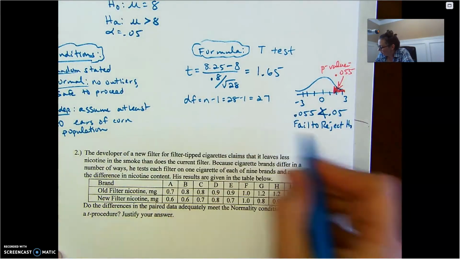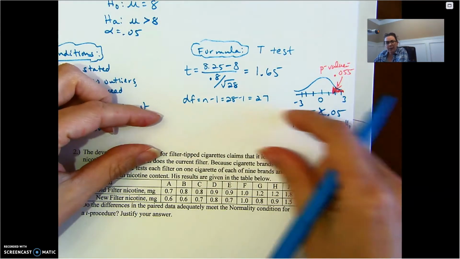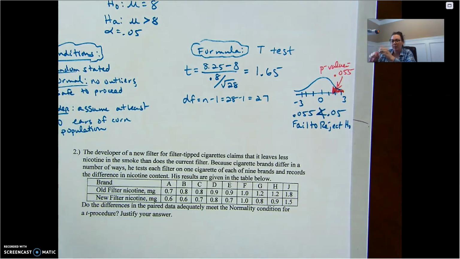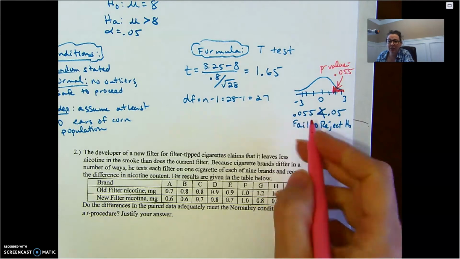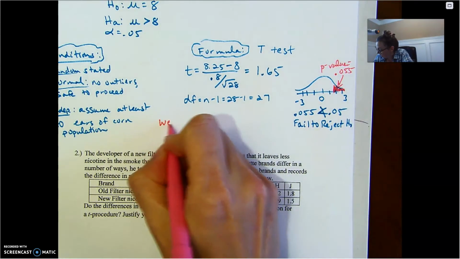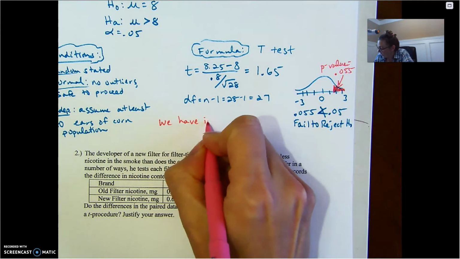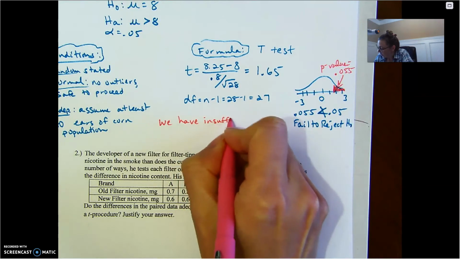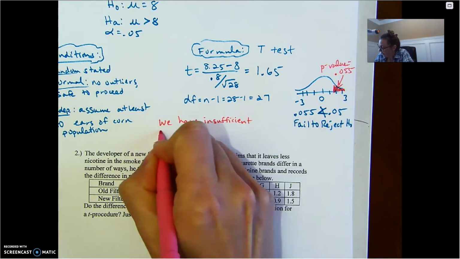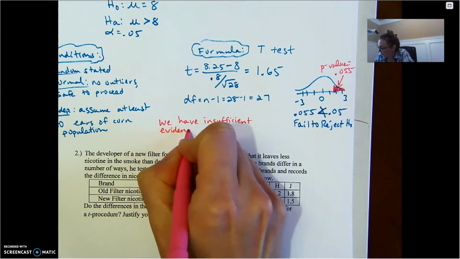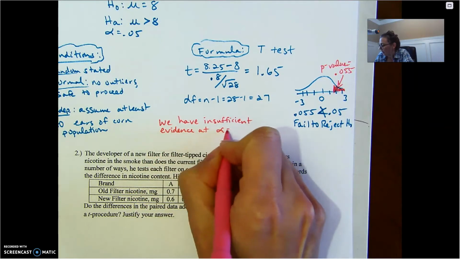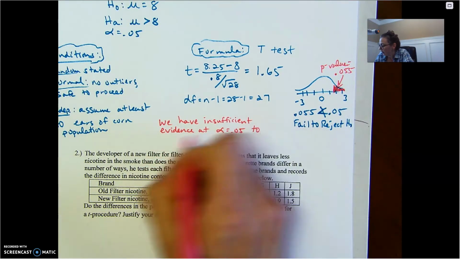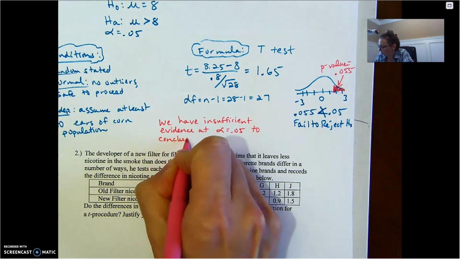All right, so concluding sentence. I've got barely enough room. I'll fit it right here. I'll do it in pink so that it doesn't blend. We have insufficient evidence, not enough. We have insufficient evidence at alpha equals 0.05 to conclude.